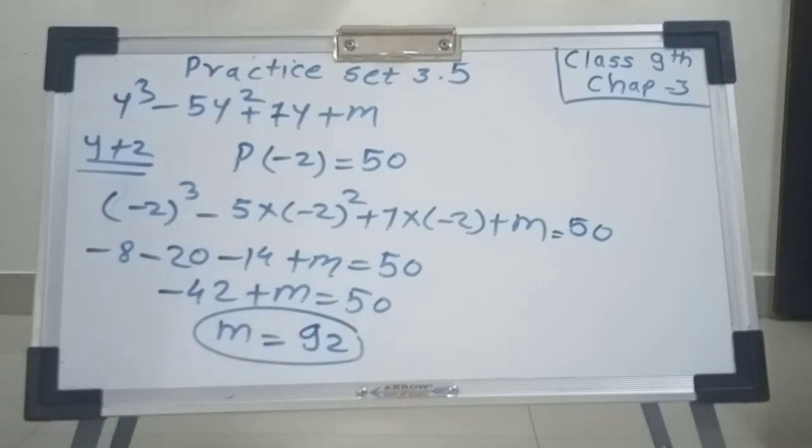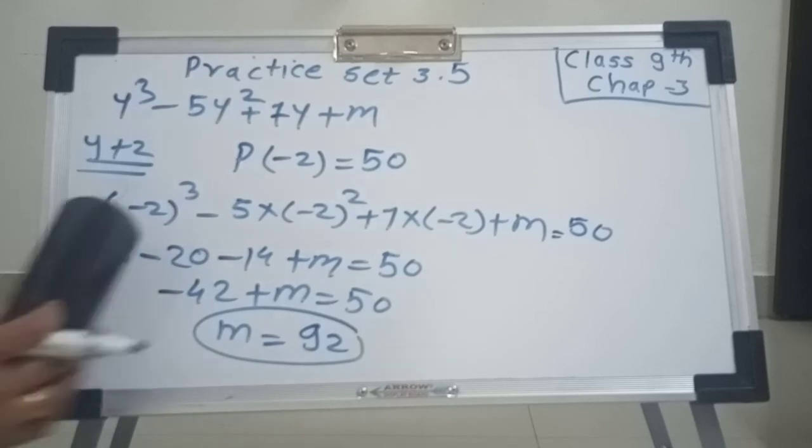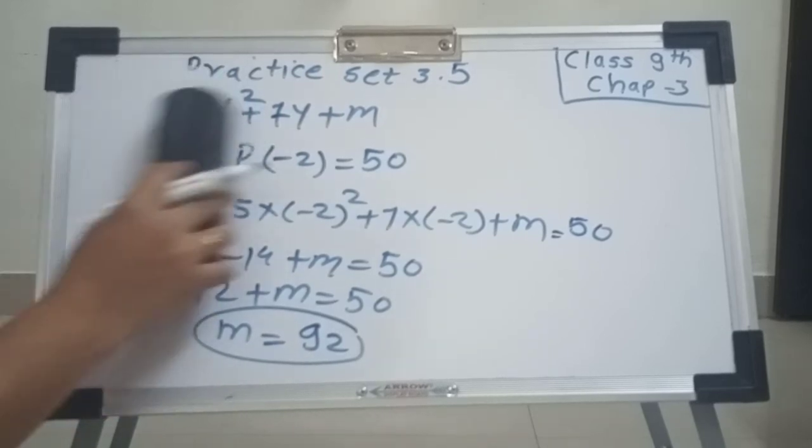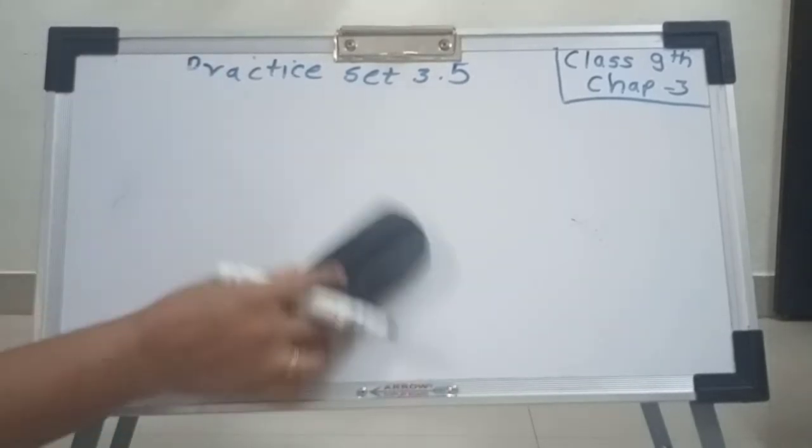What is our problem? We have the given polynomial p(y), we have the divisor and remainder, p of minus 2 is equal to 50, and we find the value of m by using the remainder theorem. Okay, by using the remainder theorem. Very easy. Okay. Now see the next question.